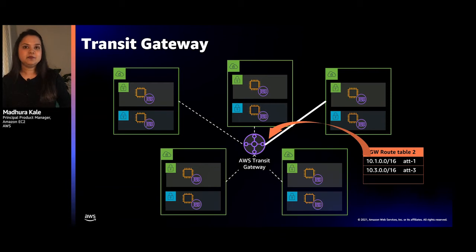Once you have an attachment created and then you have a route table, you then want to associate that route table with a particular attachment. In this case, route table 2 is associated with attachment 2, and it has, for traffic coming into attachment 2, for 10.1, it'll go to attachment 1, and for 10.3, it will be forwarded to attachment 3. Let's see a transit gateway in action.